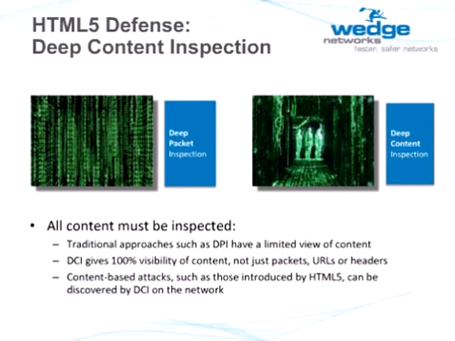But when we go to what we call deep content inspection, we have the full content object available to us. We can clearly see what's going on in this image, we can see that there's potentially a threat. Now, this is the definition of deep content inspection. It gives 100% visibility of content, not just packets, URLs, or headers. And we also know that content-based attacks, such as those induced by HTML5, can be discovered by a DCI on the network.